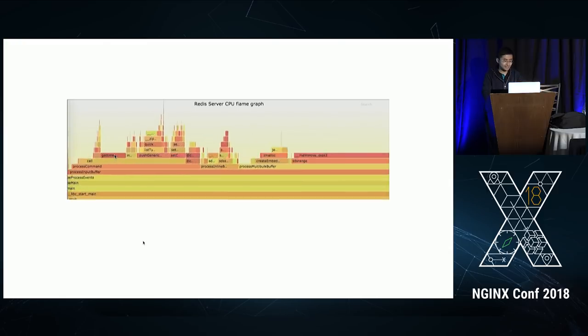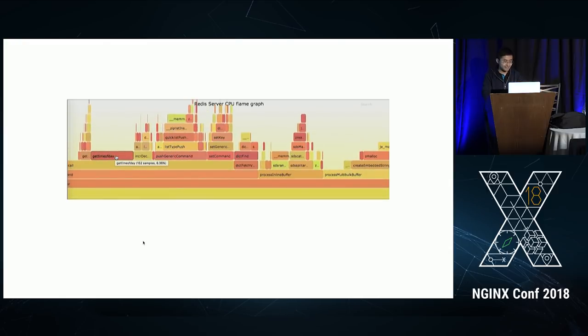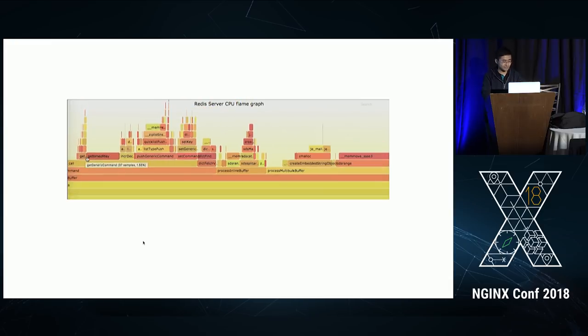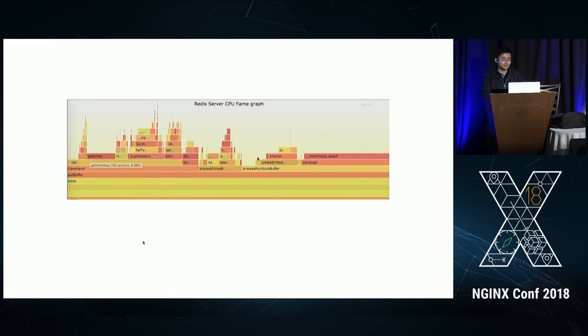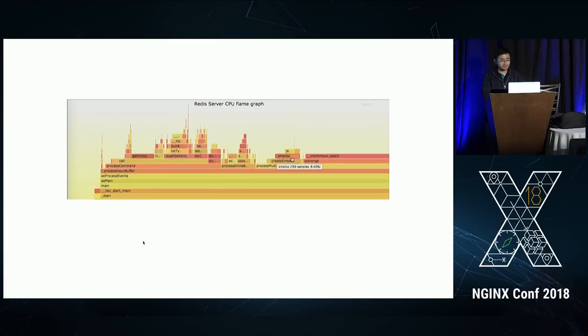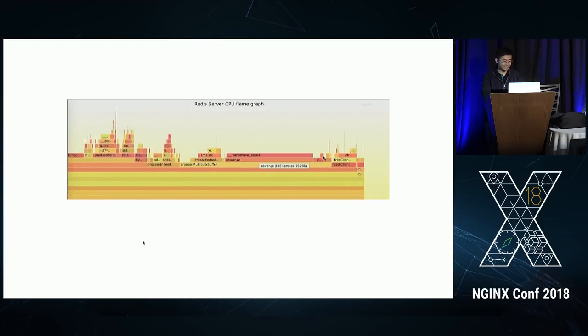And also for the Redis server CPU flame graph, we can see that gettimeofday, this system call, is taking a lot of time. This is also a surprise. So we can make the Redis server faster by caching the time, maybe, like NGINX.